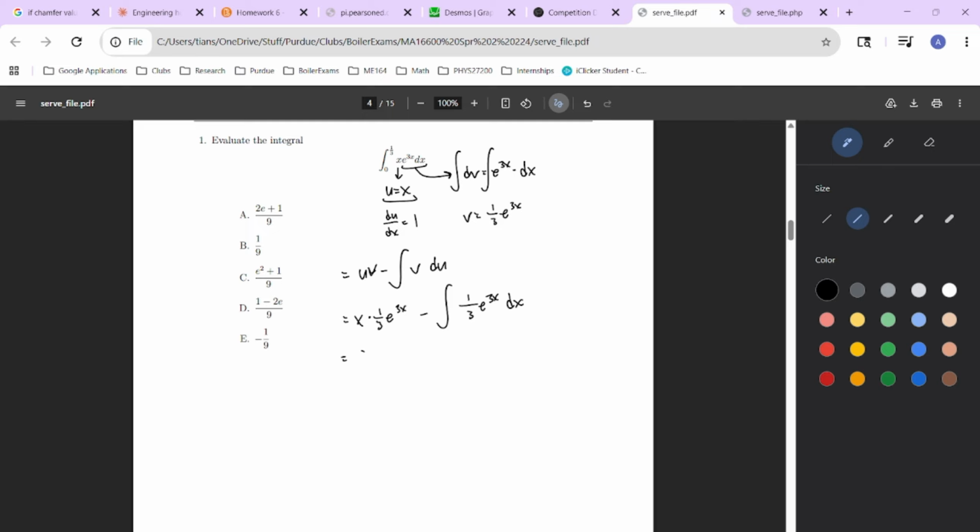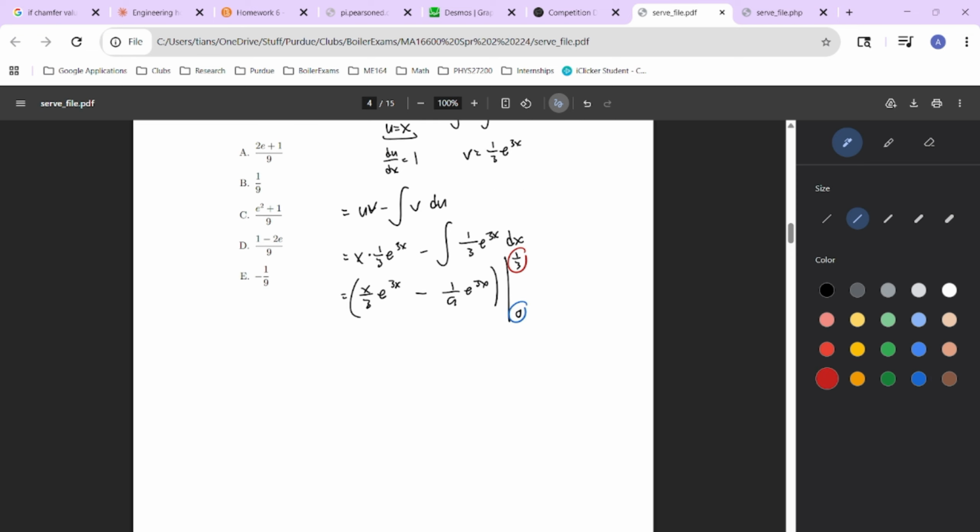So we have x over 3 e to the 3x, and then minus the integral of this, which is very simple. This just becomes 1 over 9 e to the 3x, and this is where we will put in our final bounds, our difference function. We have 1/3 at the top and 0 at the bottom. This in red, this will be in blue. So let's see, that'd be 1/3 e to the 1 minus 1/9 e to the 1.